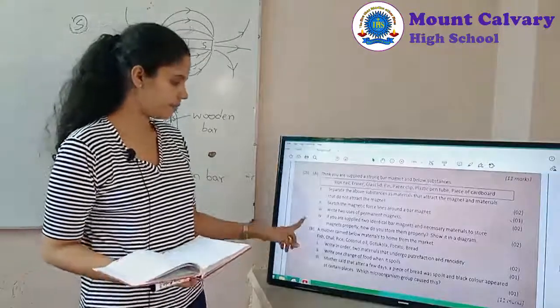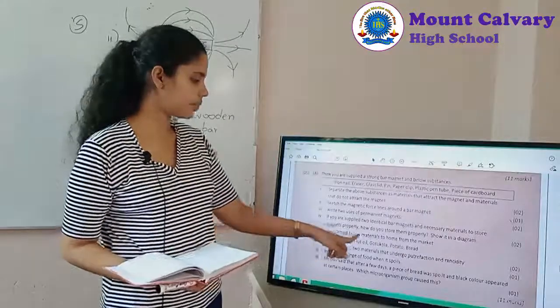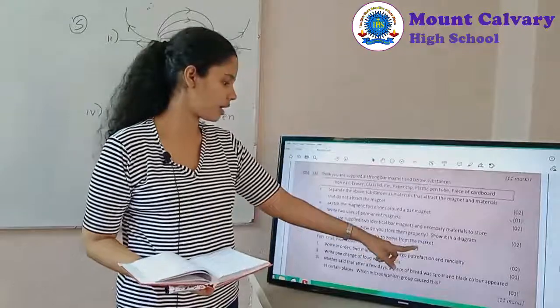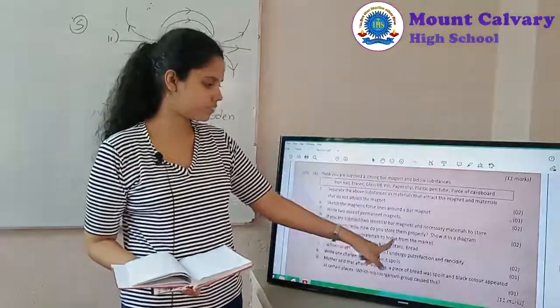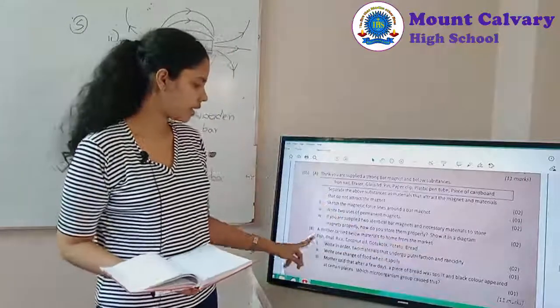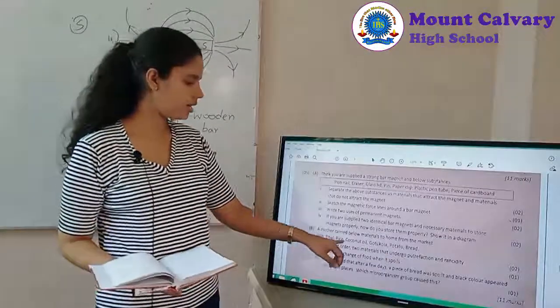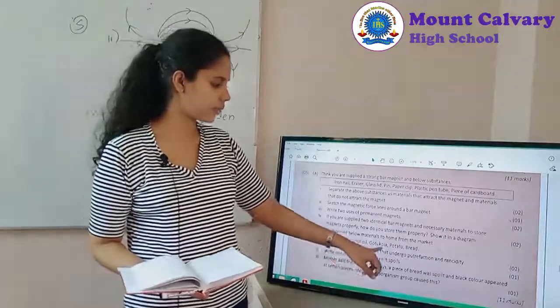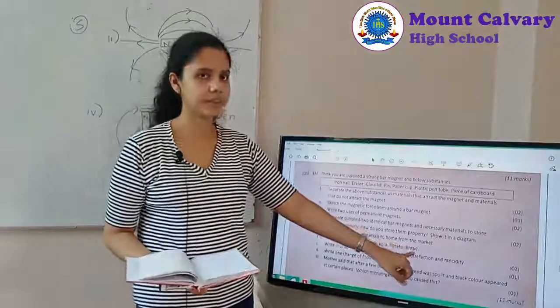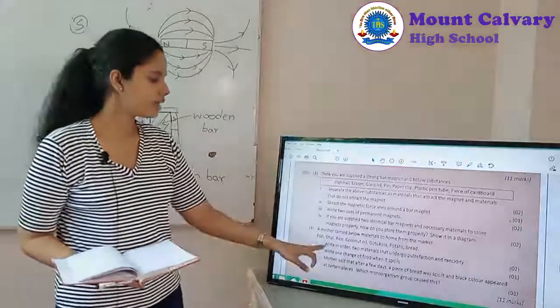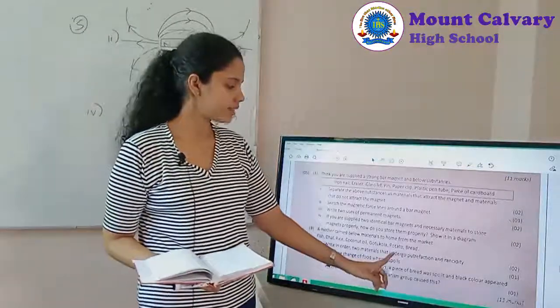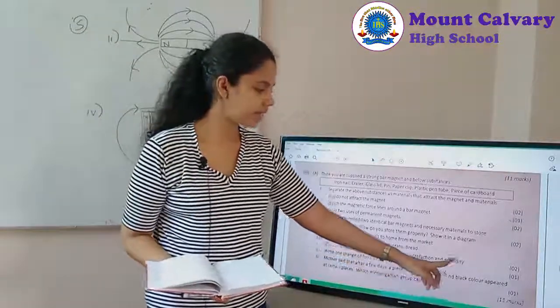Then part B. A mother carried the below materials home from the market. A mother carried the below materials home from the market. So what are they? Fish, dal, rice, coconut oil, gotu-kola, potato and bread. These are some food items, right? Now first question, write in order two materials that undergo putrefaction and rancidity.